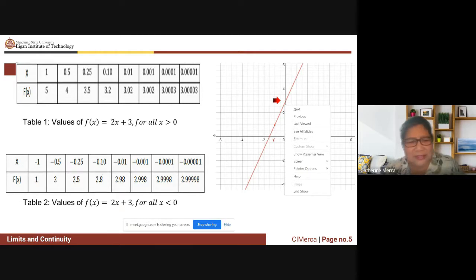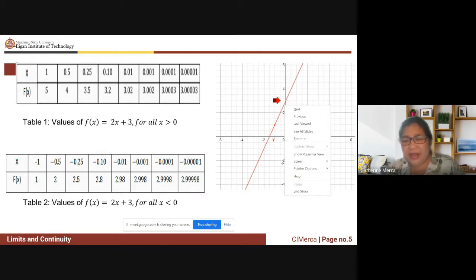So as our x gets closer and closer to 0 from the left, did you understand? As it gets closer and closer to 0 from the left, our value of the function also gets closer and closer to this value 3 here. Because at -0.001, -0.00001, we have 2.9998, which is almost 3.